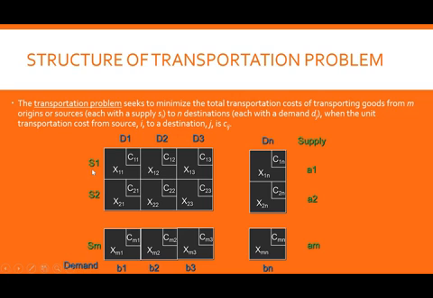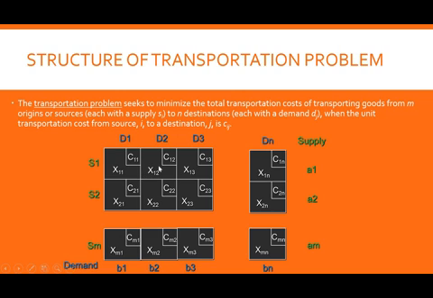So let me say from S1 to D1, I am transporting 10 units. Then X11 will be 10. Let me say I am not transporting goods between S1 and D2. Then what should I write X12 as? Very simple, I'll write 0. Right? If at all I am transporting a certain quantity, I'll write the quantity here. If at all I am not transporting, I'll write a 0. Is there a possibility to transport negative values? Impossible, right?